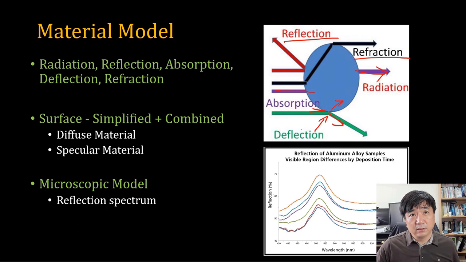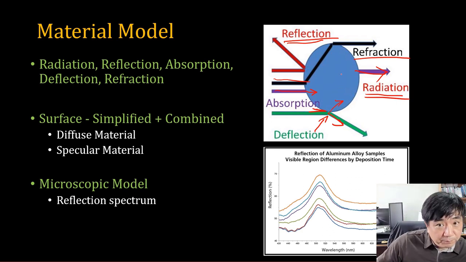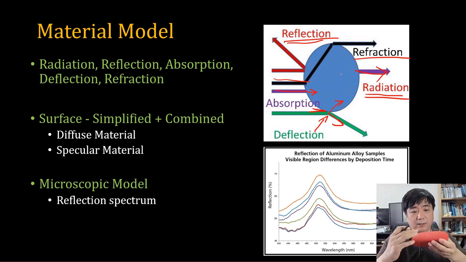For example, it has some kind of color property. It means that some color is absorbed by this material, but some color is reflected. For example, this red material absorbs the other colors and reflects only red colors, so it looks red. Okay, I think you learned this in elementary school.